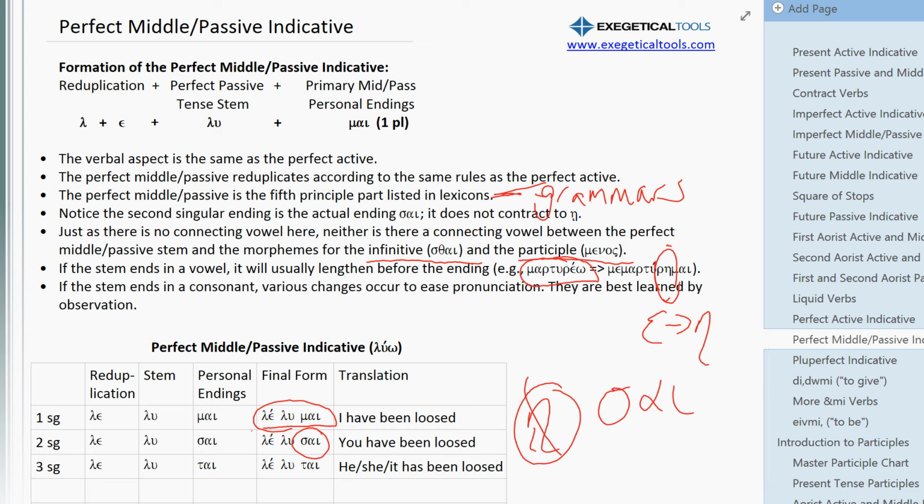It happens also, for example, with the aorist tense when you add the sigma tense formative. If it's a contract vowel, that contract vowel will lengthen before the sigma. Same thing with the future tense as well.